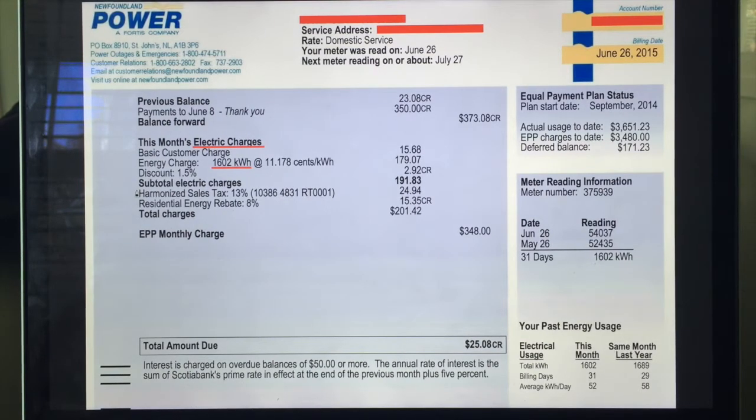So then the next section, I kind of think of all of this stuff as related to how much taxes is being applied to your subtotal. So you can see here, this was charged at 13% taxes, $25. But what we have been getting for the longest time has been a residential energy rebate of 8%. So that's a credit that we were getting back. Essentially, it was the province's portion of the harmonized sales tax.